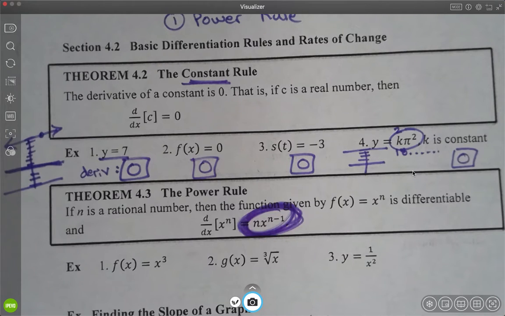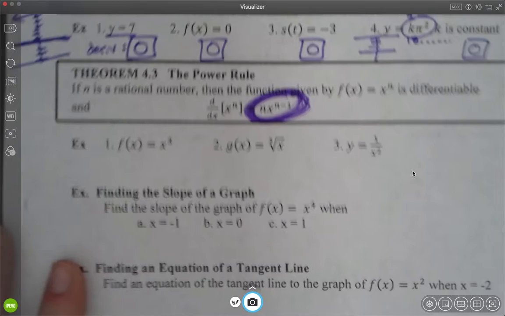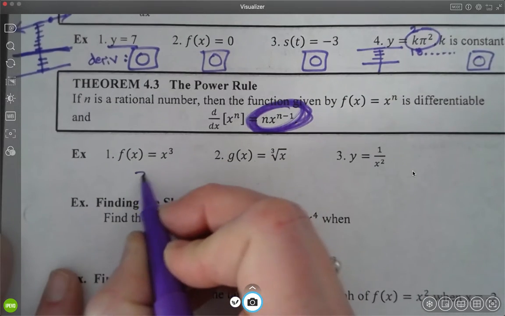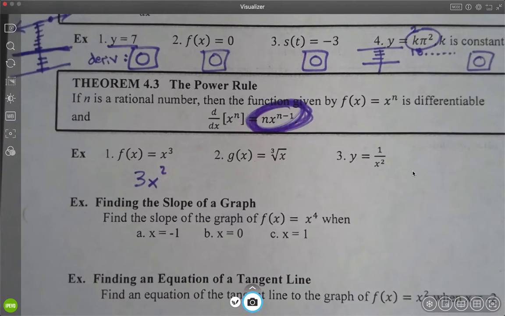So x to the 3rd power, what does it become? I'm going to go fast. 3x squared. You drop the 3 down in front. Subtract 1 from the exponent. That's the derivative. Done. Okay, now number 2, you're going to have to change it just a little bit before you can take the derivative.